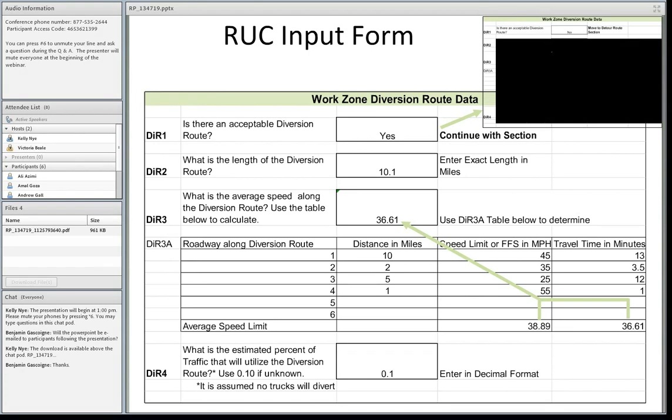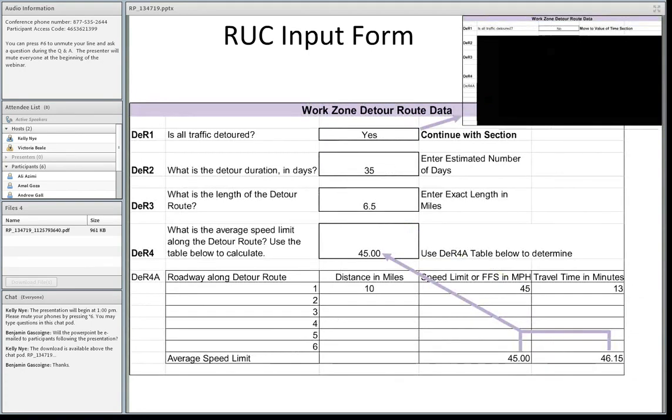Next section is all traffic detoured. It can be either yes or no for an answer. Per the request by ODOT earlier on in the project, either we have a diversion with or without a lane closure, or we have a detour route. We simply don't have both. There is capacity within this software to actually do both, to have a detour route as well as a diversion. But if we're taking traffic off the roadway, it would be simply a detour route.